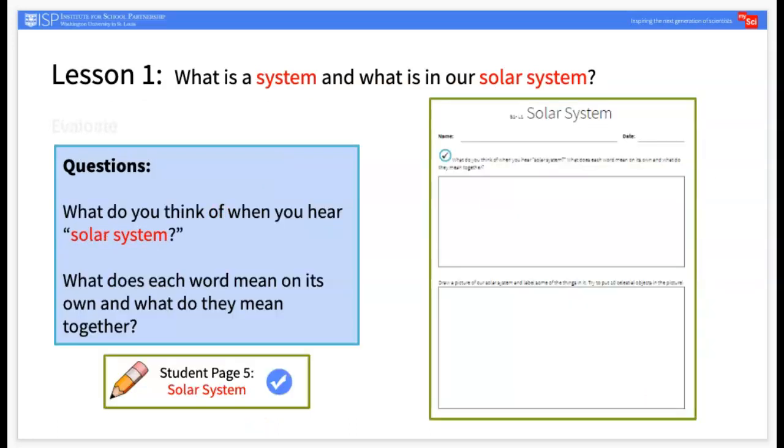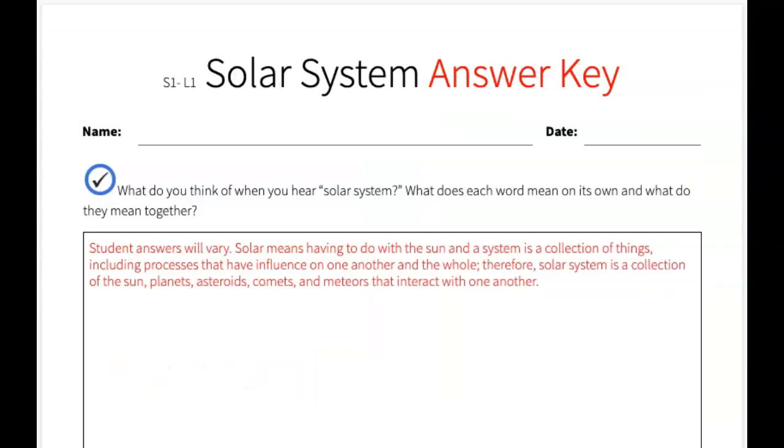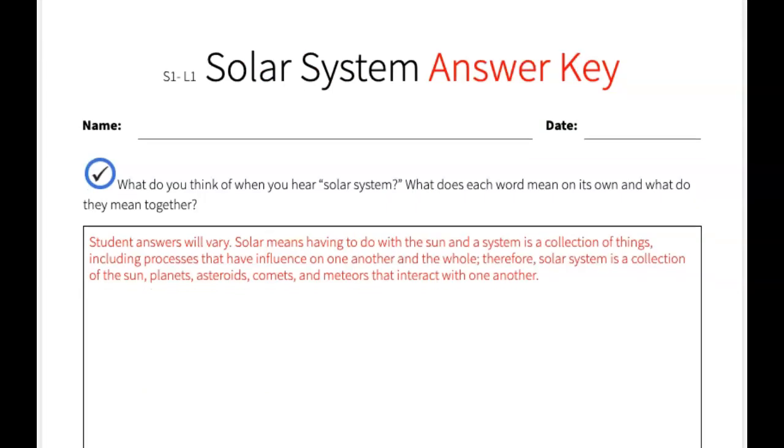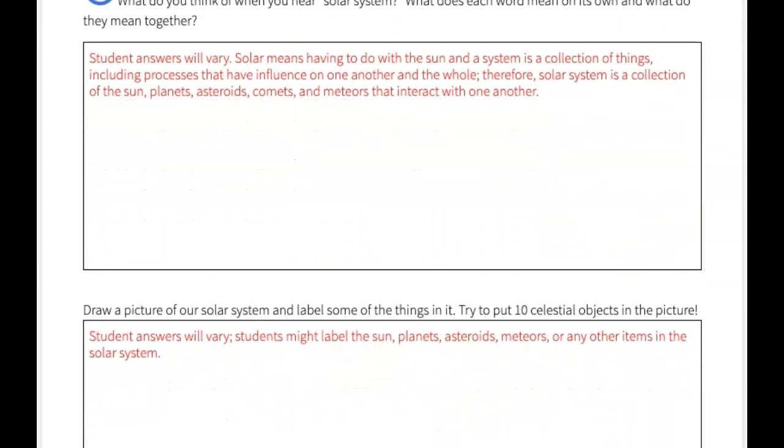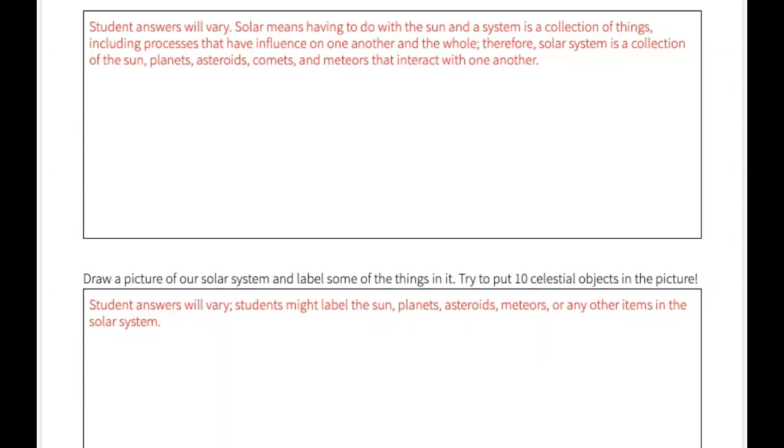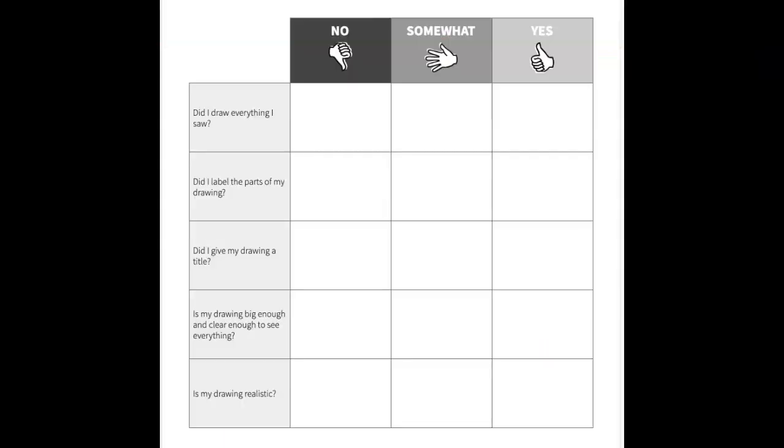In the Evaluate portion of this lesson, students will complete a formative assessment. Students will explain what they think of when they hear the word solar system. They will also draw a picture of our solar system, labeling objects that are part of the system. Have students use the scientific drawing rubric to review the expectations of their drawing. This rubric can be used for all scientific drawings in Unit 23.